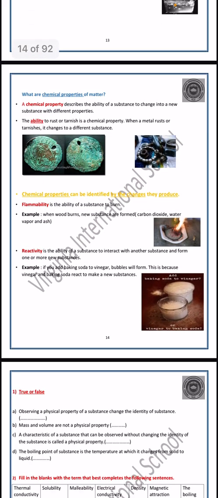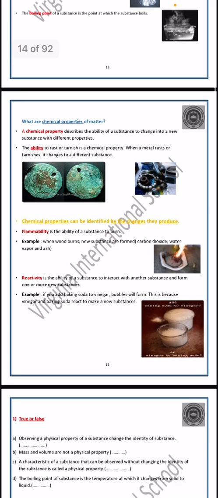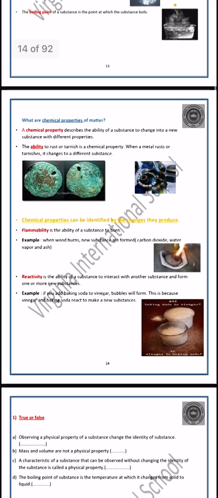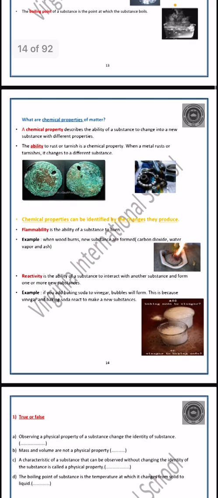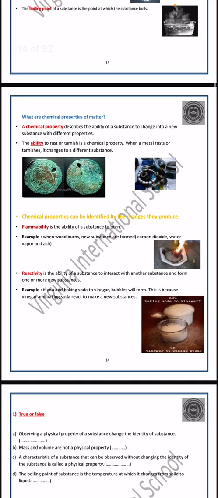We also have chemical properties. What are chemical properties? Chemical properties are the opposite of the physical ones. They describe the ability of a substance to change from one substance to a new one. So changing the identity of the matter is called a chemical property. The ability to change the substance is called a chemical change or a chemical property.